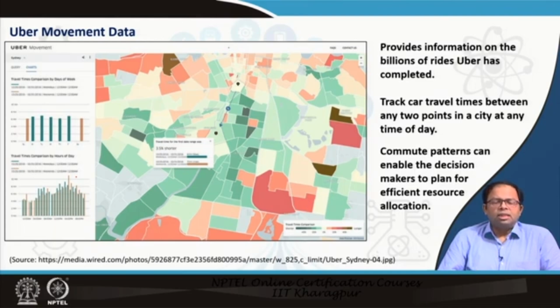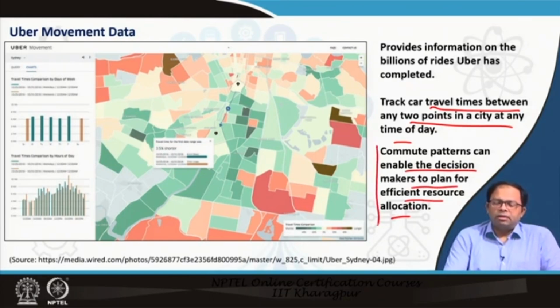So this doesn't have data on the individual passengers, the drivers or a particular car, but aggregate data is provided on how many rides are being done at what time of the day, and from where to where. We can track car travel times between any two points in a city at any time of the day, and these commute patterns will enable decision makers to plan for efficient ride sourcing and resource allocation.